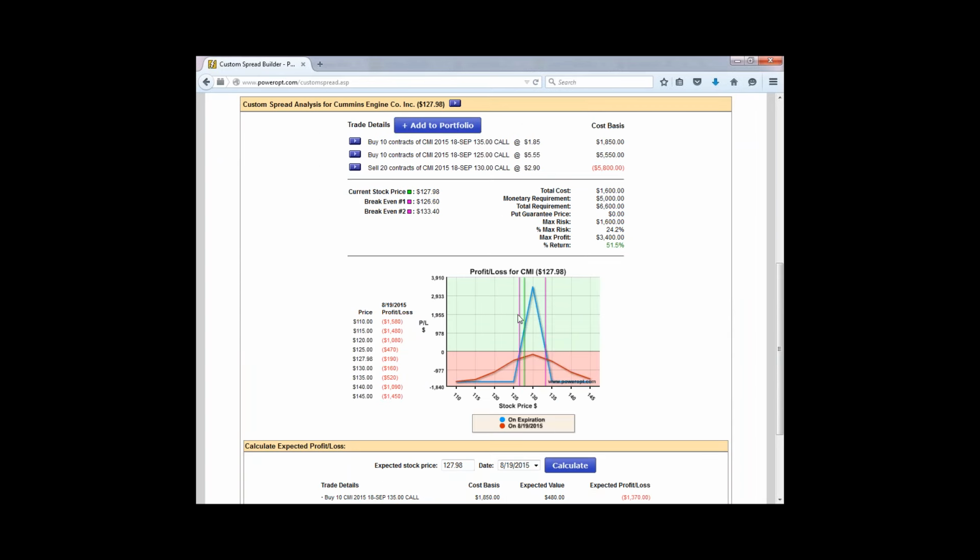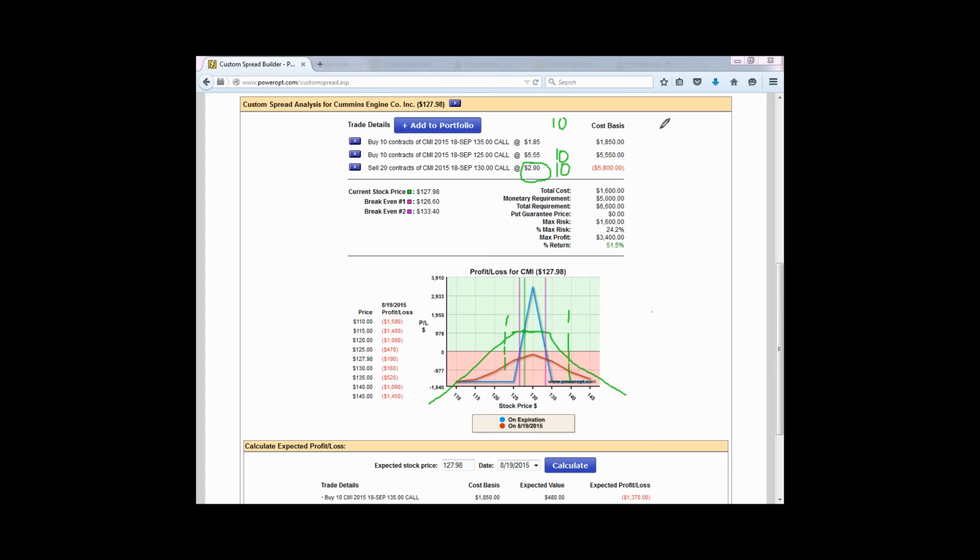Instead, we'd have a trough here with the call condor that would look like this. So we wouldn't have as much profit in between the strikes, but we'd increase the upper and lower break even. And again, that would be created by maybe selling the 10 130s, selling 10 125s, and buying 10 of the 120. Let's just graph that real quick.